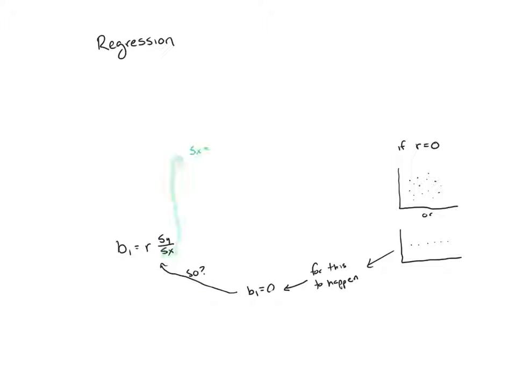Sx equals 0 wouldn't cause our slope to be 0, it causes our slope to be undefined, and once again, standard deviation equal to 0 would mean x would have all the same values, not likely to happen in real life data, so we can throw that out as well. Which means if our slope is 0, well, sy can't be 0, sx can't be 0, that must mean that r is equal to 0.